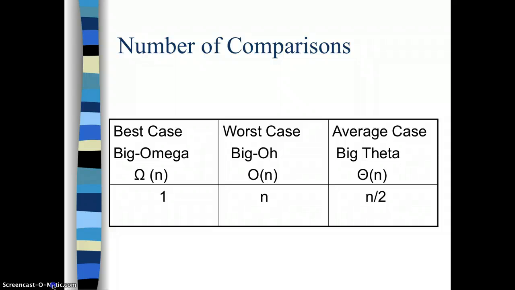So in this case, the worst case scenario would be order big O of n, and the n is because if you have, let's say, 10 elements in your list, then n would be 10, and if the last element in the list was the one that you were looking for, then it would take 10 comparisons, which is equal to n.